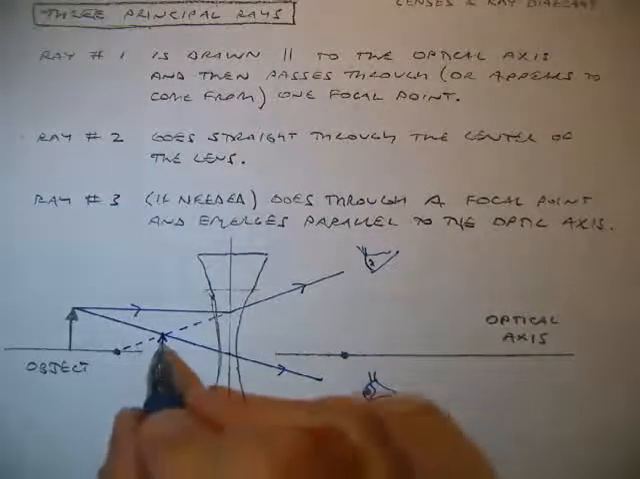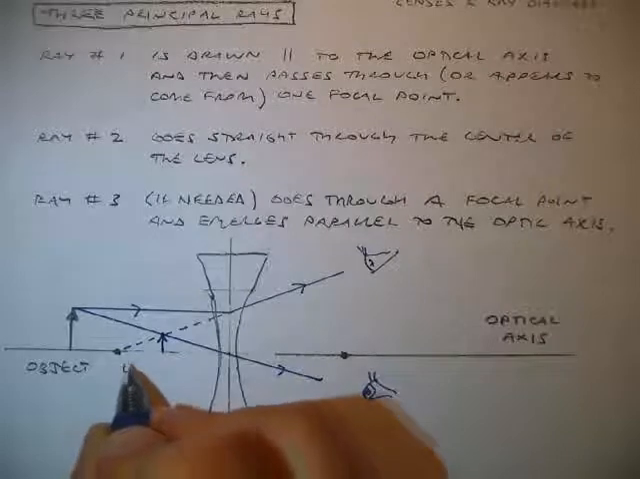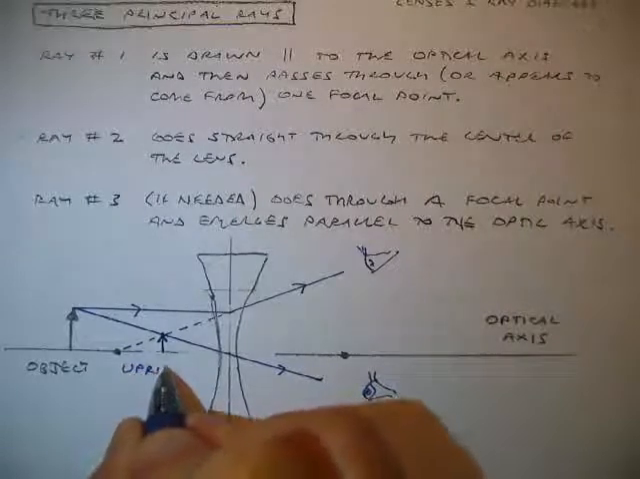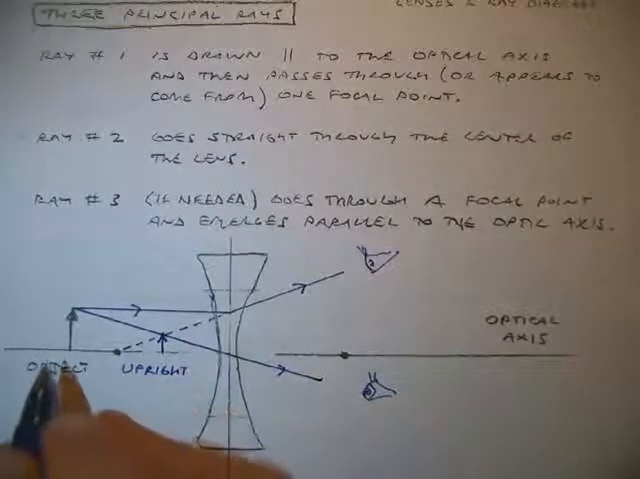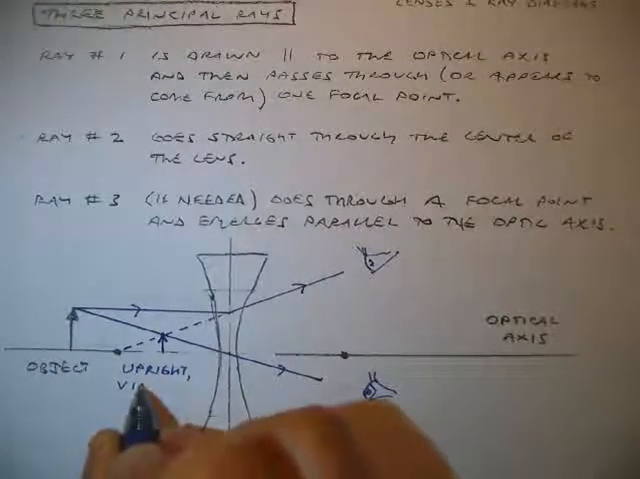Okay, so I'll write it first and we can talk about it, but this is what's called an upright image, for obvious reasons. It's the same orientation as the object. And then it's what's called a virtual image.